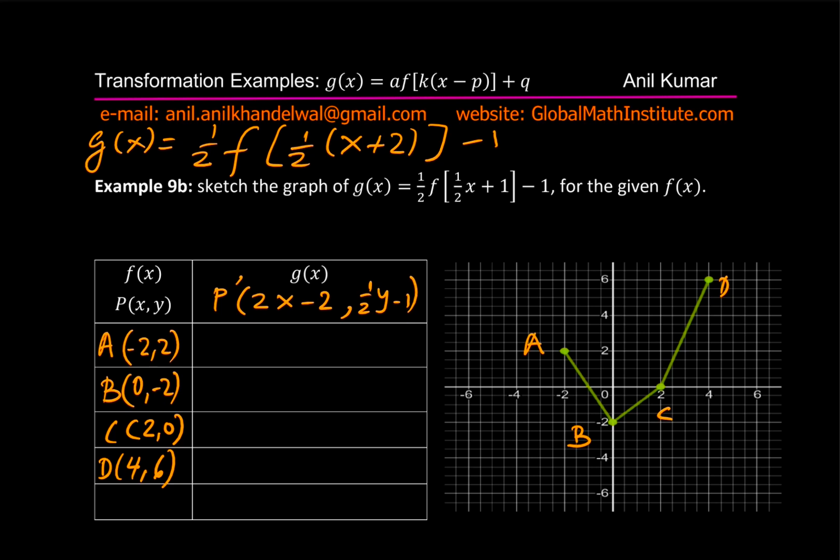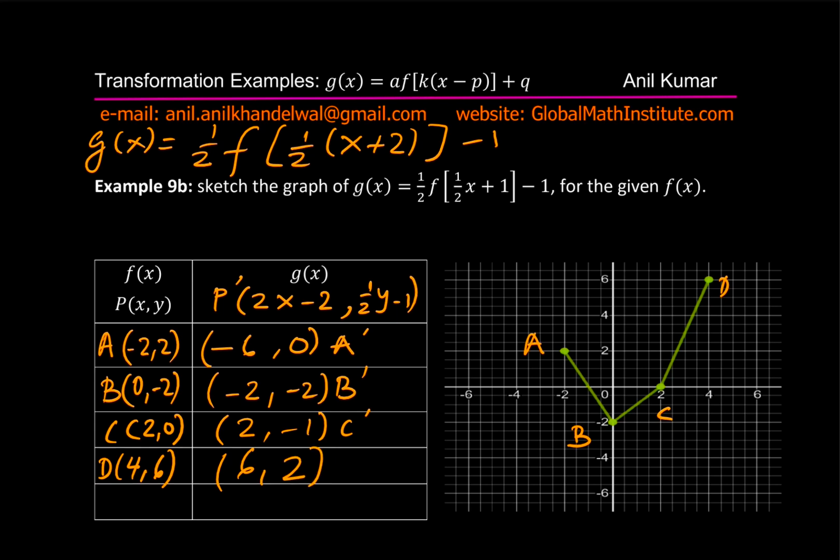2 times minus 2 is minus 4, take away 2, it becomes minus 6. The y value, half of 2 is 1, 1 minus 1 is 0. So that is A dash. The next point, 0 minus 2 is minus 2, half of minus 2 is minus 1, minus 1 minus 1 is minus 2, and that is your B dash. 2 times 2 is 4, 4 minus 2 is 2, 0 minus 1 is minus 1, that is C dash. 4 times 2 is 8, 8 minus 2 is 6, 6 half is 3, 3 minus 1 is 2. So that is D dash.